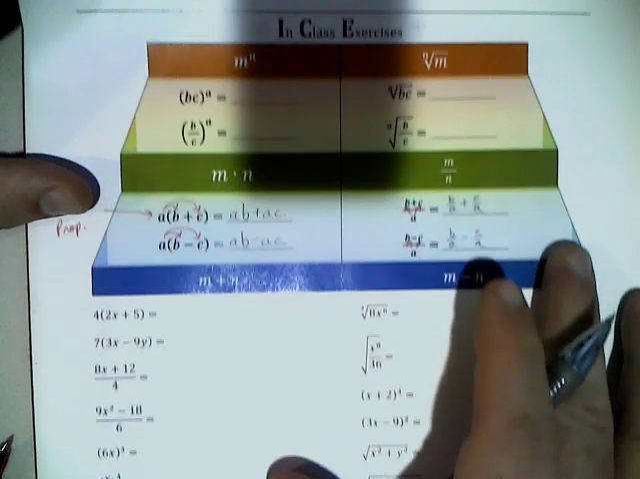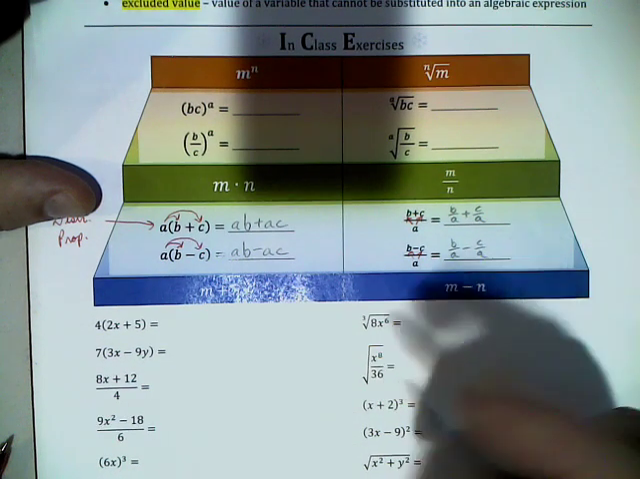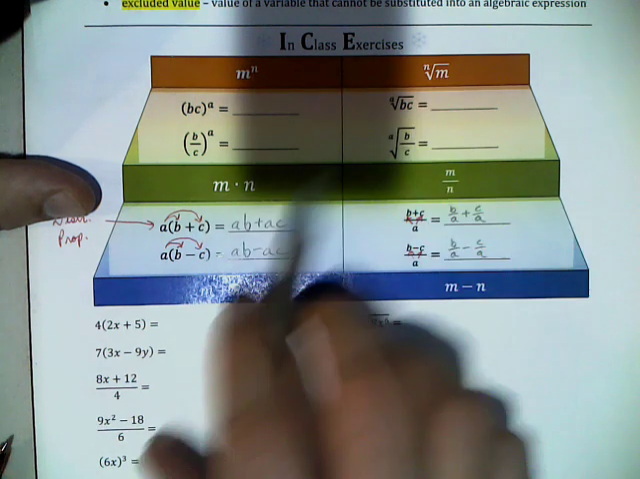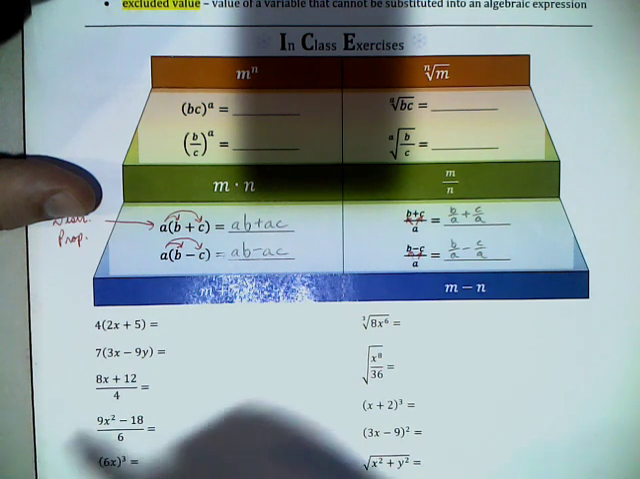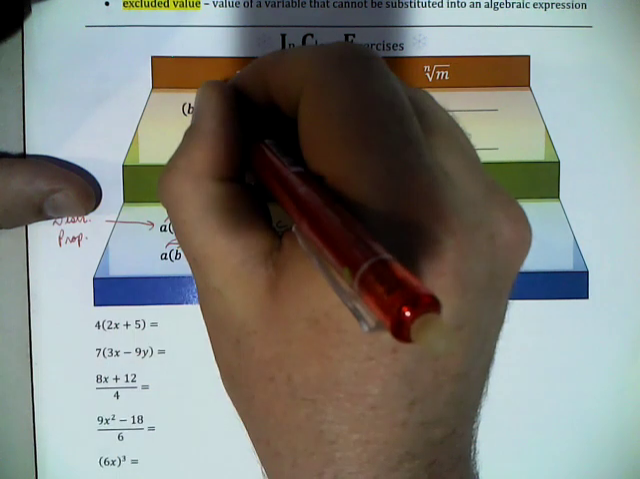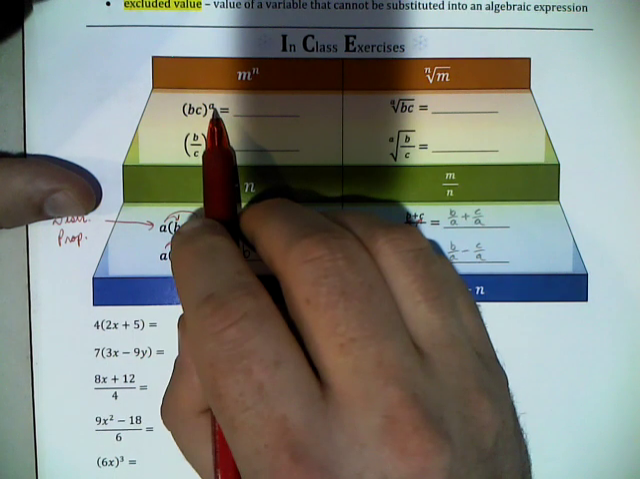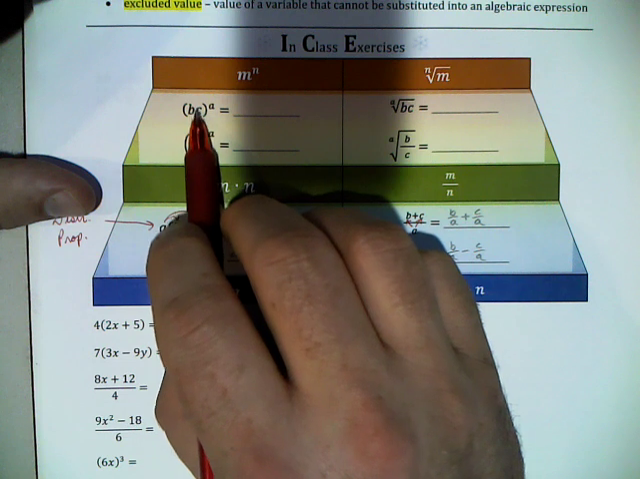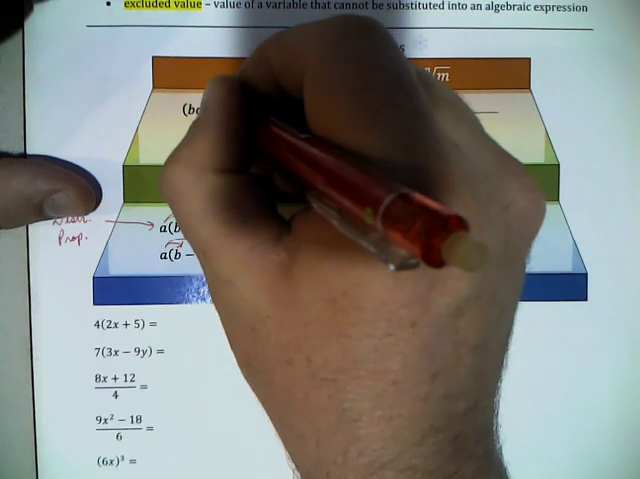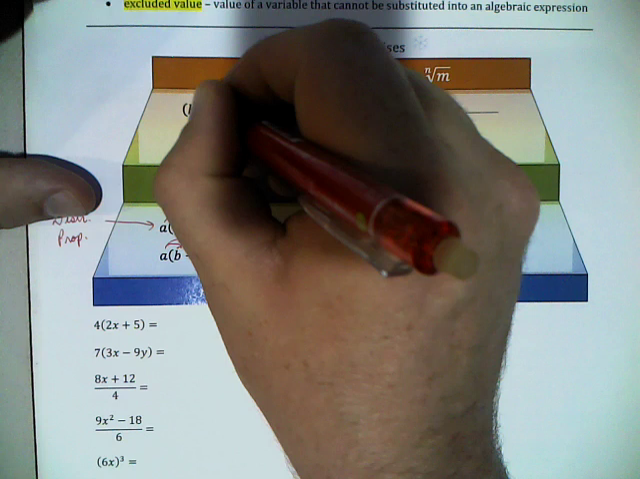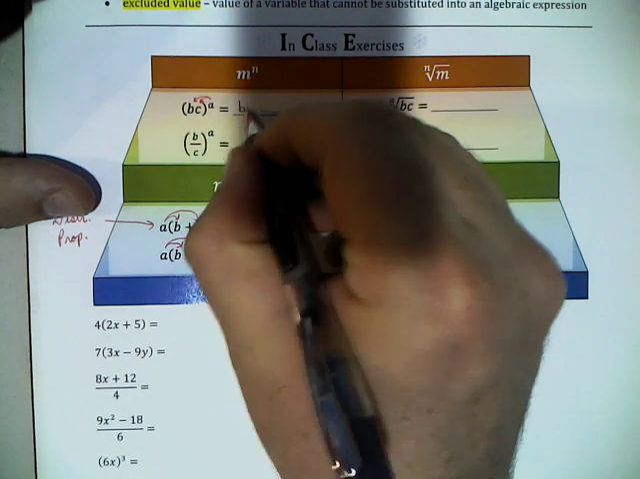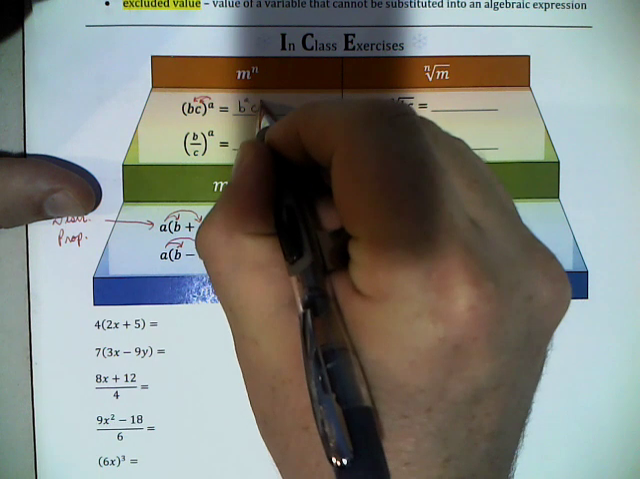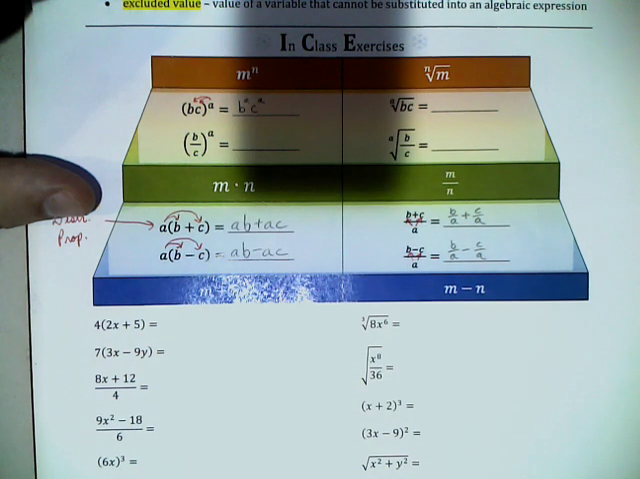Now if we move up the pyramid, exponents and roots are going to be closely related to multiplication and division. So if we have multiplication and division, this stronger exponent will distribute across the weaker multiplication on the inside. And so that power will go to both of these factors that are being multiplied. So this would distribute to be B to the power of A times C to the power of A.